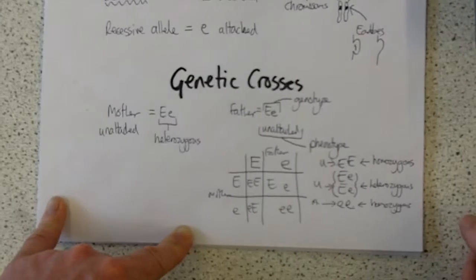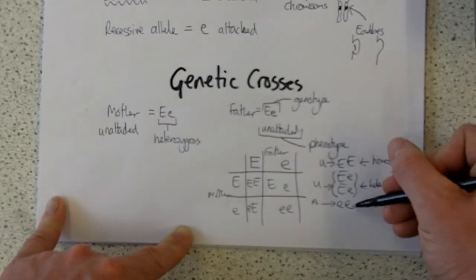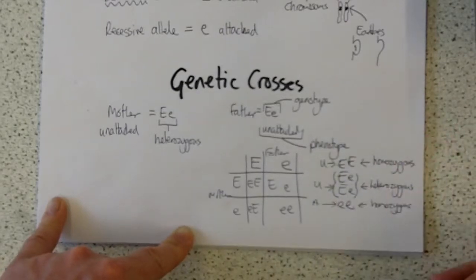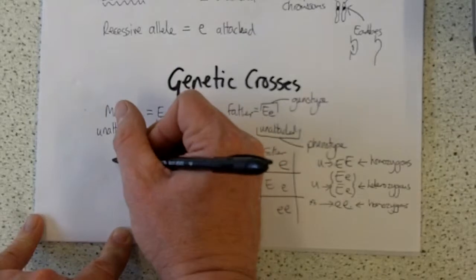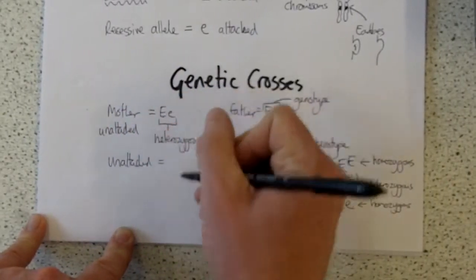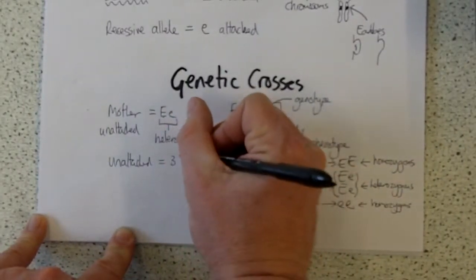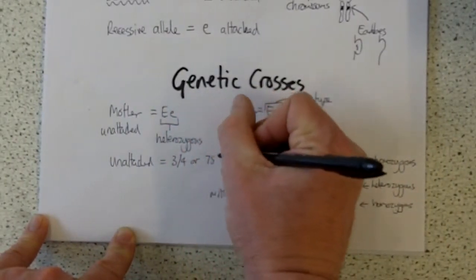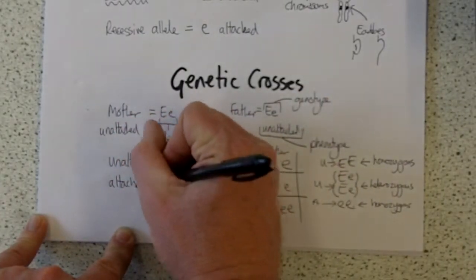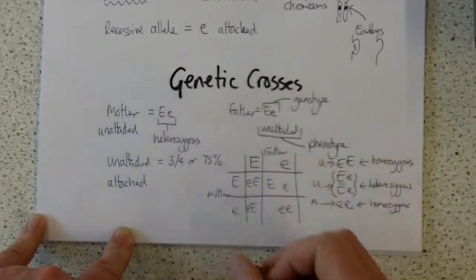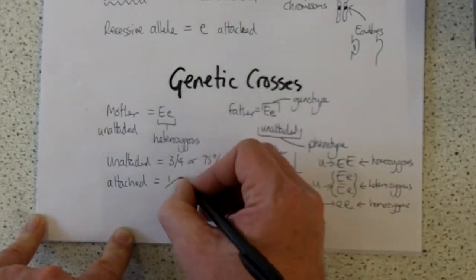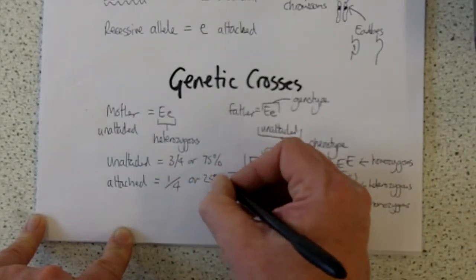So of the four possibilities of the offspring, three of them will have unattached earlobes and one of them will have attached. The chance of getting unattached earlobes is 3 out of 4, or 75%, and the chance of getting attached earlobes is 1 in 4, or 25%.